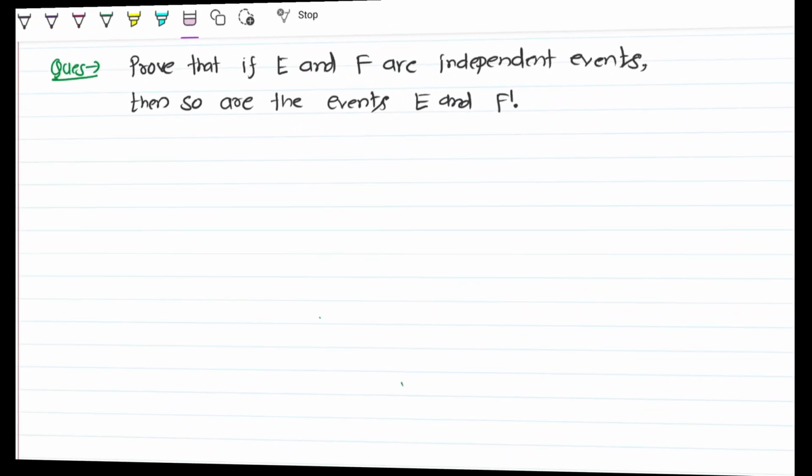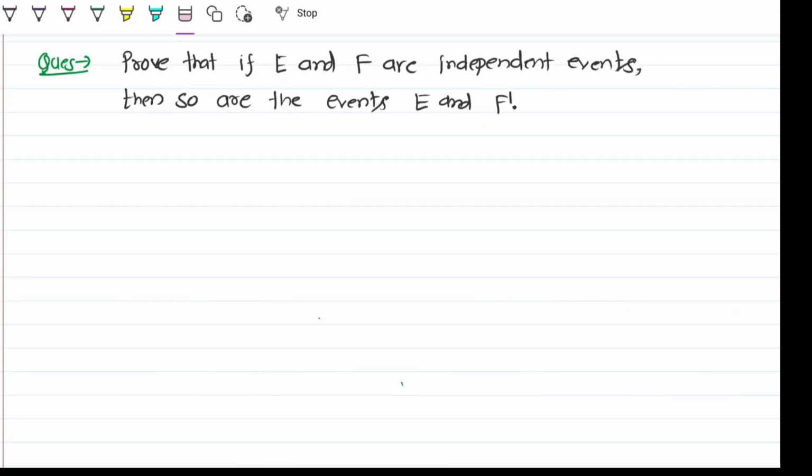Hello students. So today we will do this problem. The problem is to prove that if E and F are independent events, then so are the events E and F dash. That means if events E and F are given to be independent, then we need to prove E and F dash are also independent.